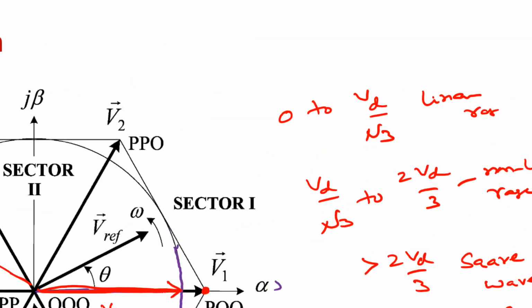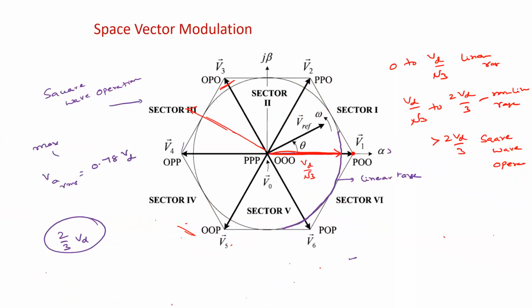Therefore, it will be in the non-linear range from 0 to VD by 3, right? That's the linear range, from VD by root 3 to 2 VD by 3. So that is the non-linear range, from beyond that point. That is operating in a square wave with 0.78 VD. That is the magnitude, the maximum value one can obtain.